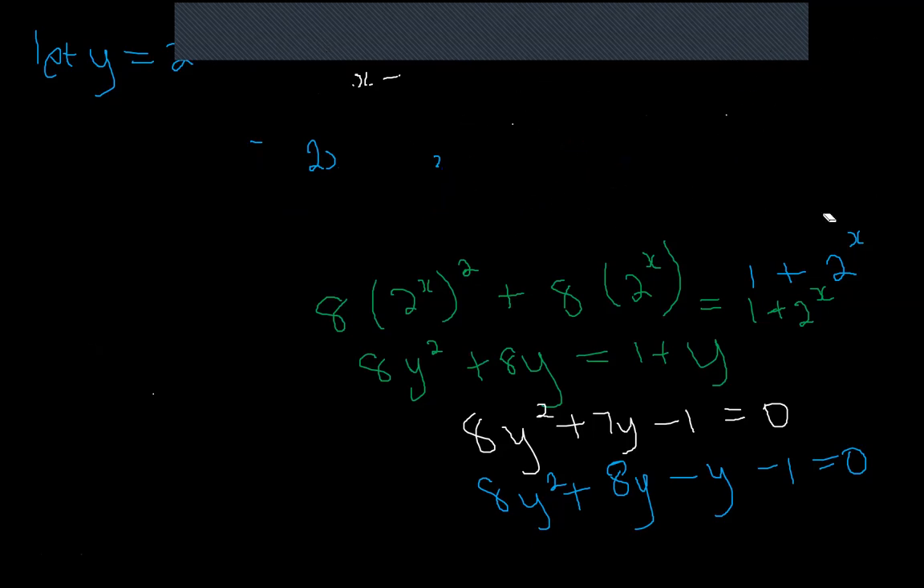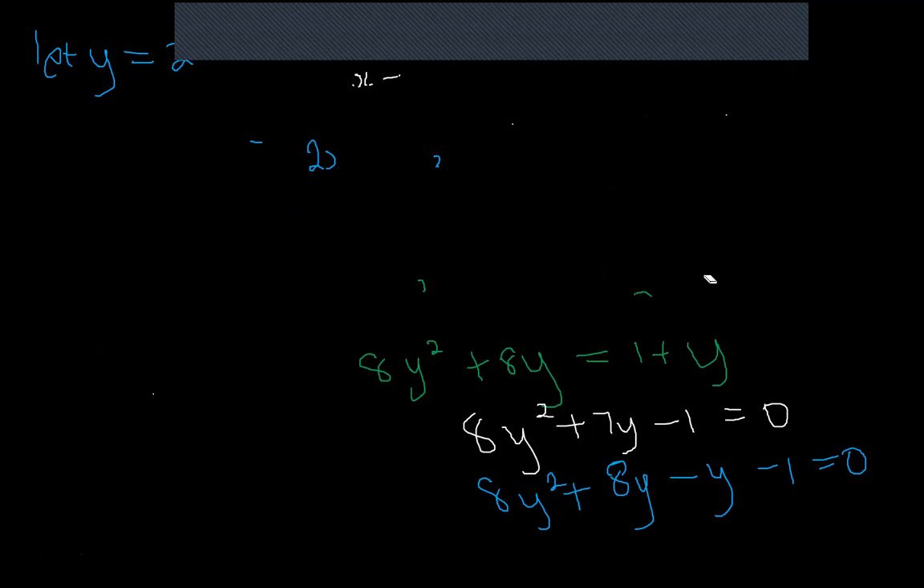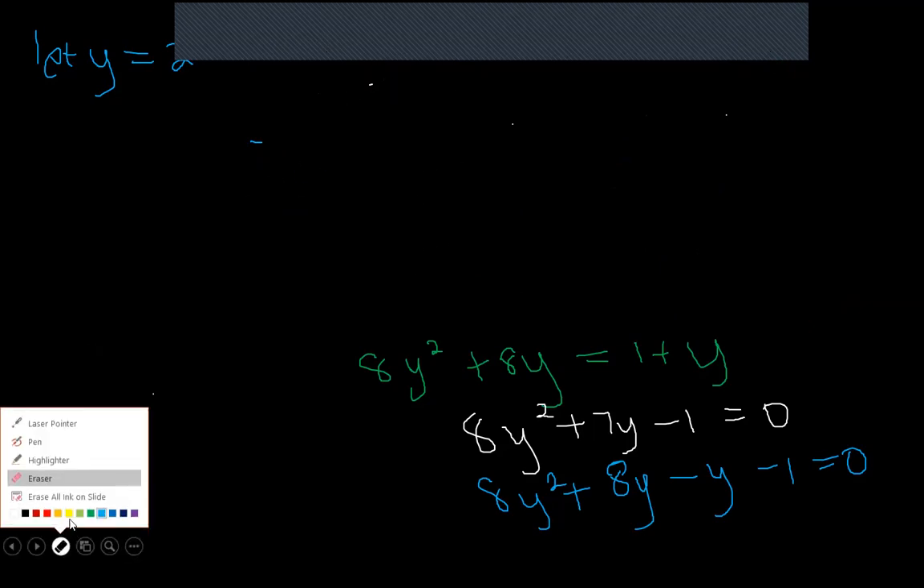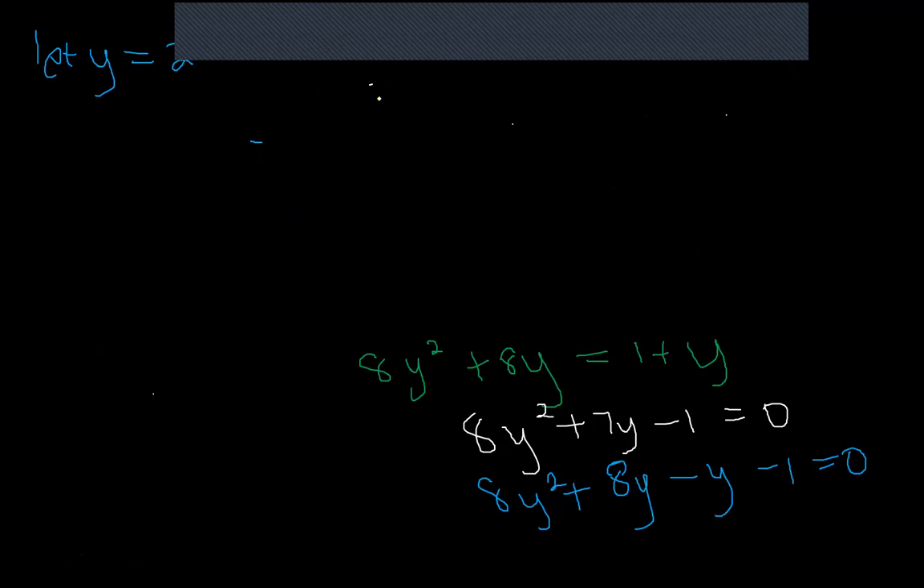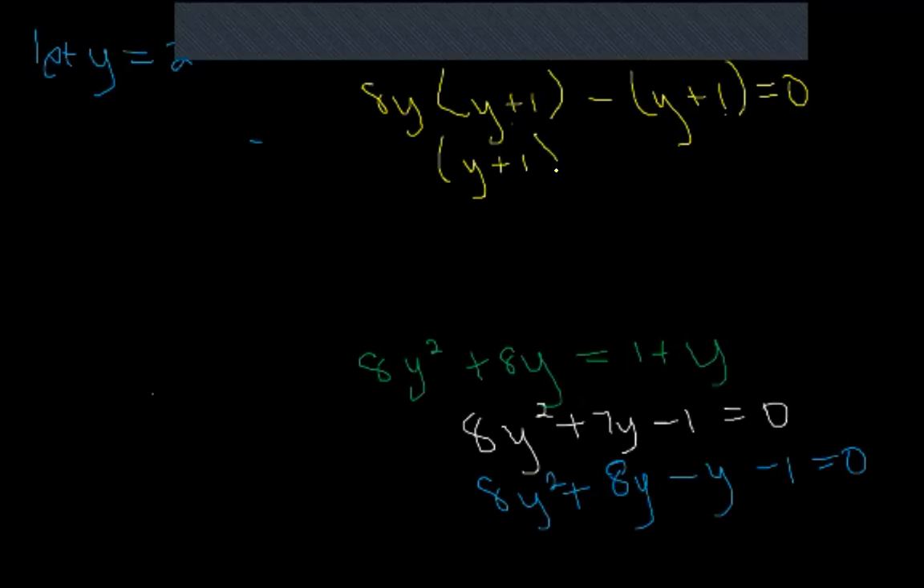So just erasing this to make some space. Okay, when I factorize this, this is going to be 8y(y plus 1) minus (y plus 1) equals 0. So my two factors are y plus 1 and 8y minus 1 is equal to 0.